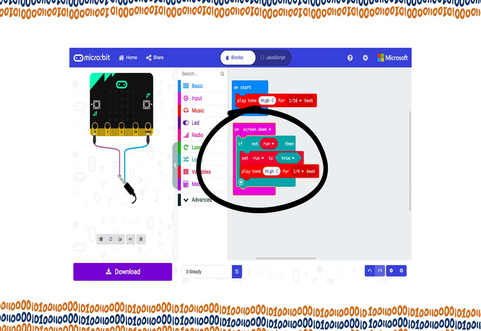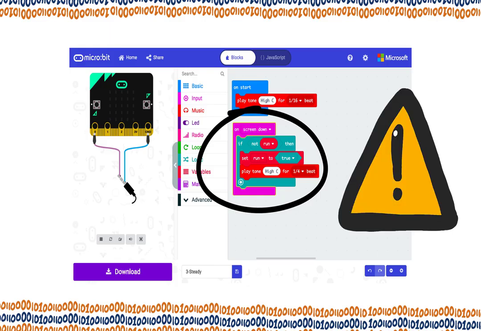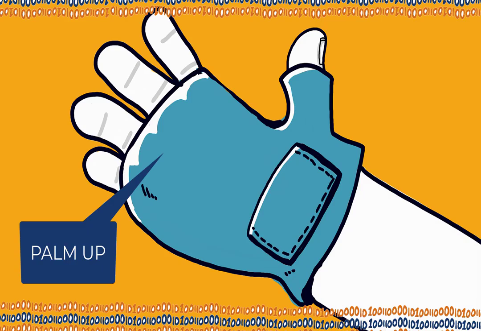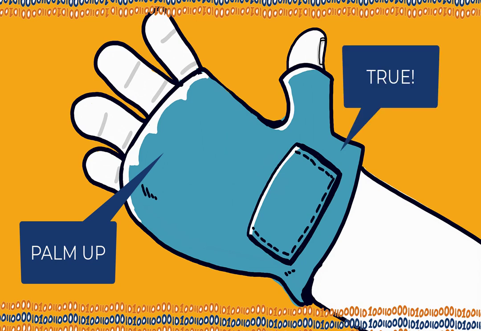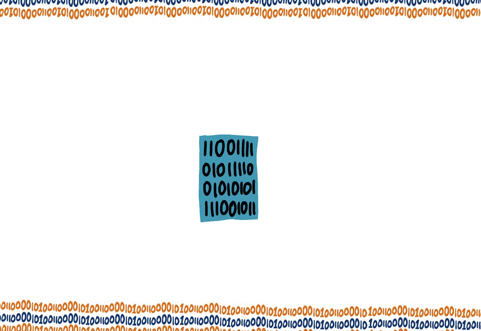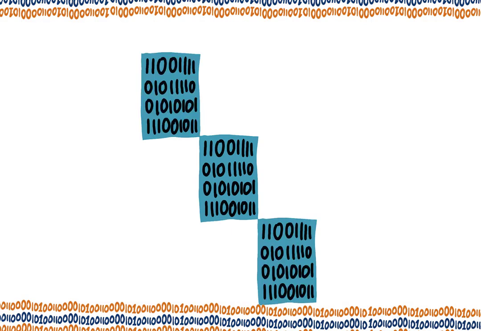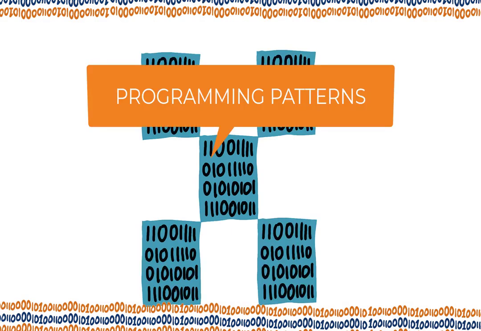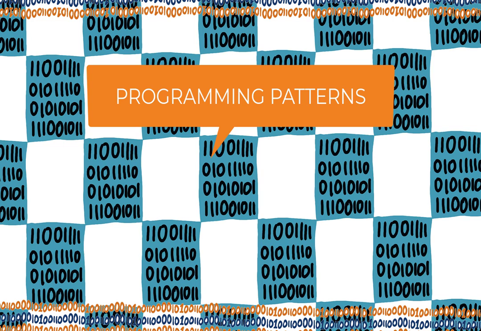Well, the on-screen down event handler is a bit more complex than your earlier programs. Let's just recap what it does. The first time the microbit senses that your hand moves palm up, it will change the run Boolean variable to true and play a beep to let you know the game started. If the microbit senses another screen up event while the game is playing, then the run Boolean variable is already true, so it won't beep again. Using a Boolean variable with an if statement like this is a common programming pattern we can use to make something happen exactly once.